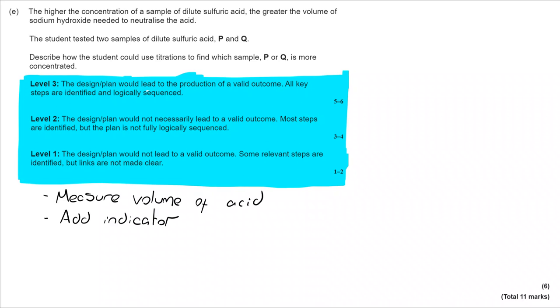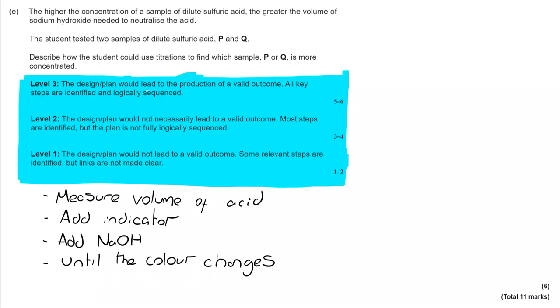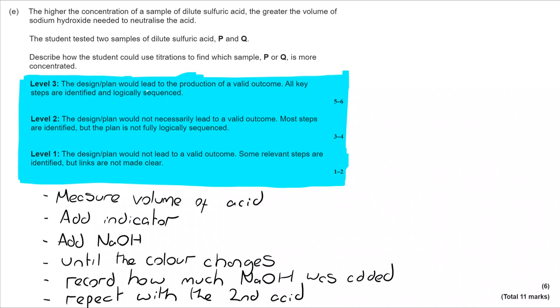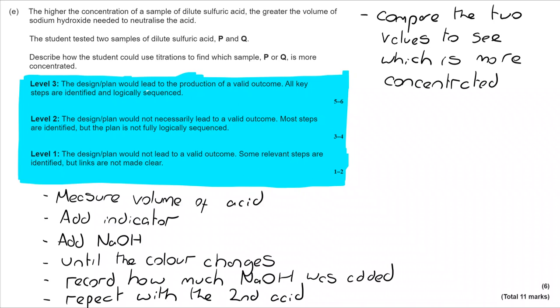You're going to measure the volume of the acid, you're going to add an indicator, and then you're going to add NaOH from the burette until you get the colour change to tell us we've reached the point of neutralisation. And we're going to record how much NaOH was added. But bear in mind we're doing a comparison of P and Q. We're going to repeat that with the second acid. And then we're going to compare those 2 values to see which is more concentrated.